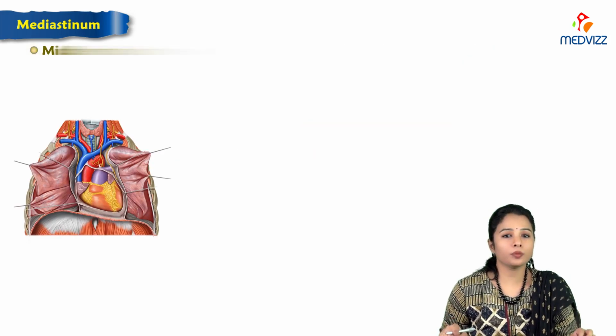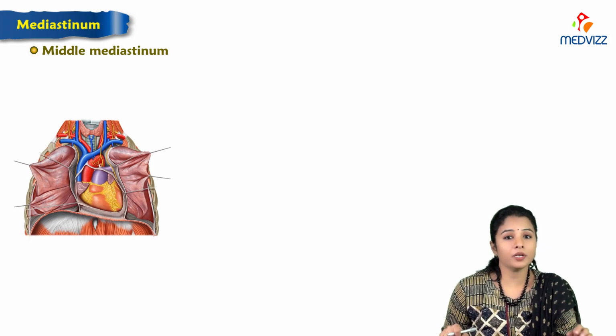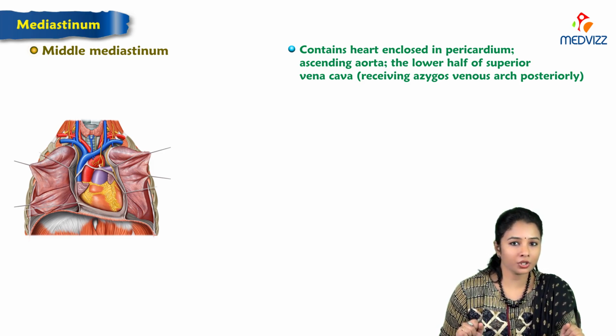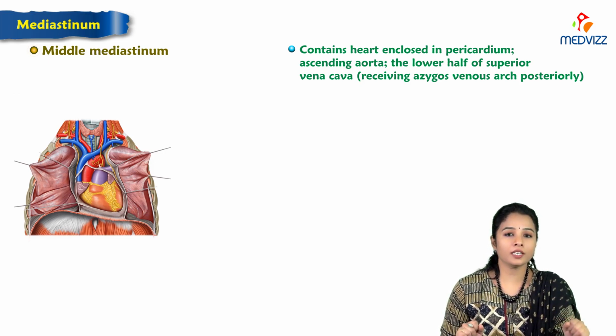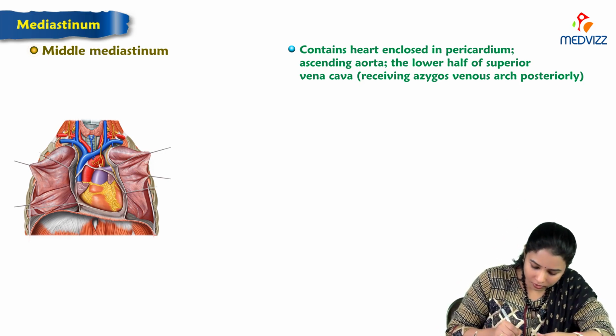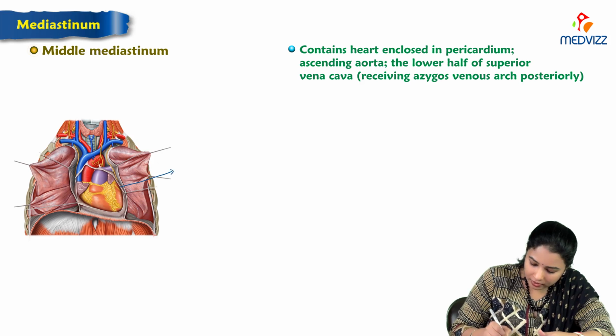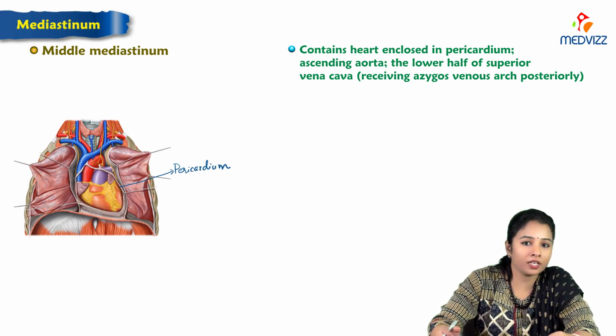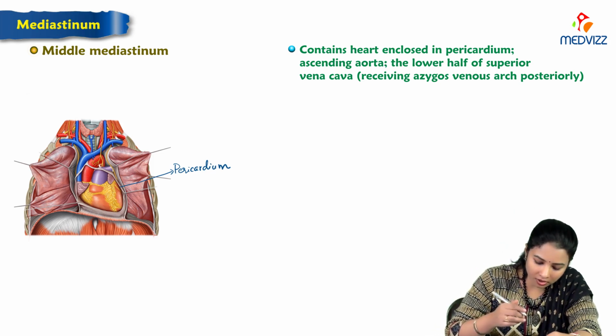So let's move on to the middle mediastinum. The middle mediastinum contains the heart. Here the pericardium is removed to expose the heart in this particular image. So the middle mediastinum contains the heart enclosed in the pericardium. This reflected one is the pericardium, and the ascending aorta and the lower half of the superior vena cava receiving the azygous venous arch are present.